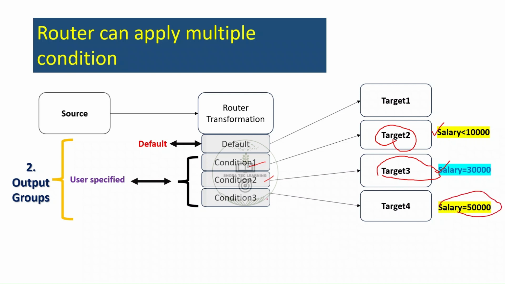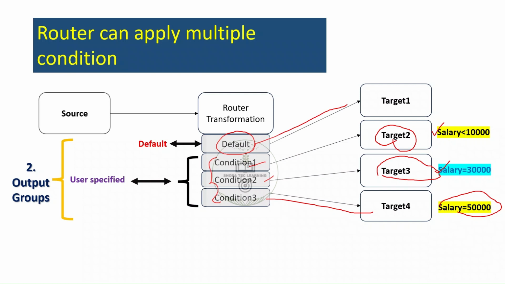If any employees are getting a salary equal to 10,000, or 20,000, or 40,000, these employees' data is not specified by any condition, so it will be moved into the default group. And based on that, the data will move to the specified target.